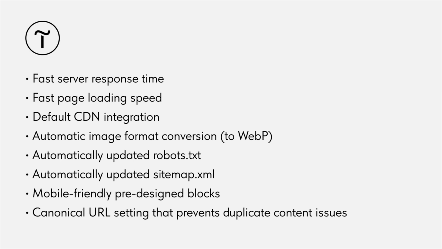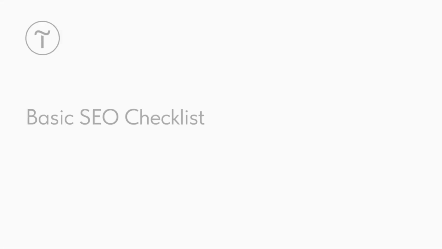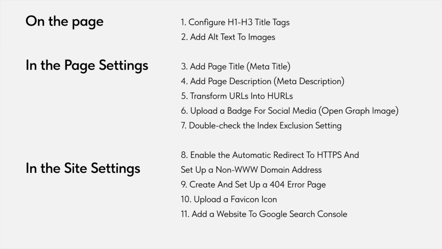However, it's important to note that not everything can be automated. Certain settings require manual adjustment. Let's explore how to set them up now. We've come up with this helpful SEO checklist for you to follow along. The optimization process can be divided into 3 main steps that you need to complete.